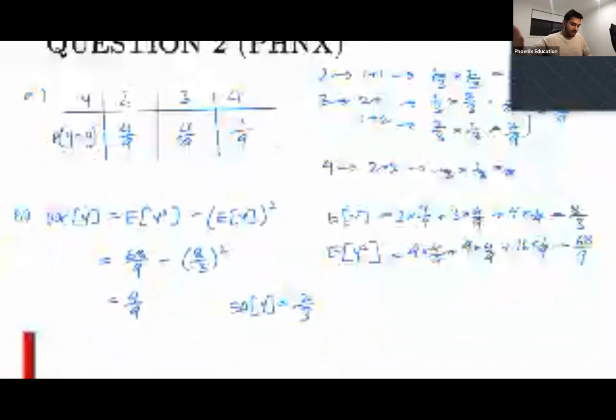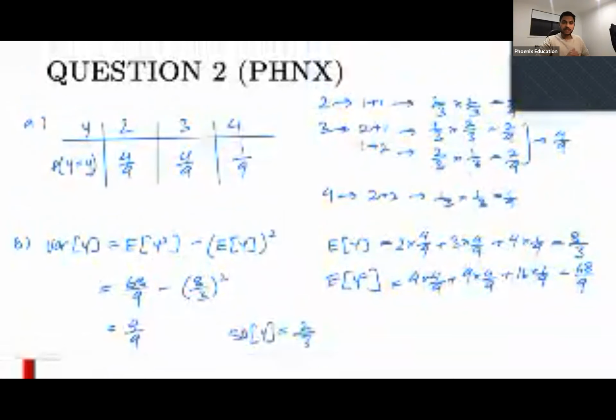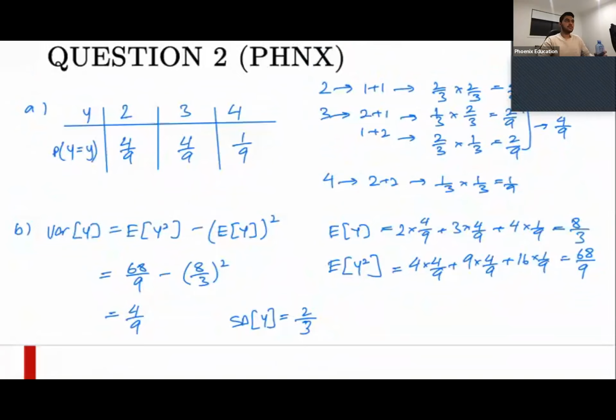Okay, and that is it for discrete distribution. So pretty much these two examples covered everything that you'd be asked in discrete probability.